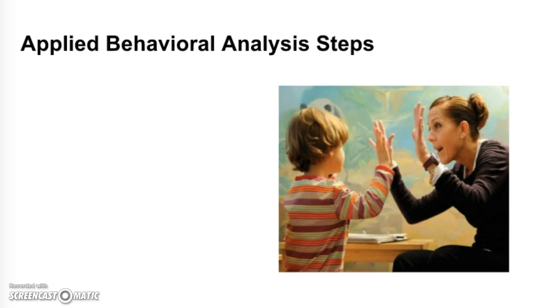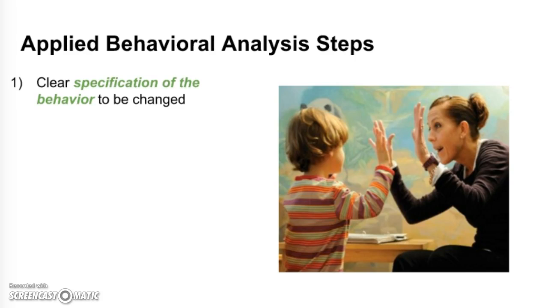In an ideal situation, applied behavioral analysis goes through several steps. First, you want to identify the behavior that you would like to change. What exactly is the student doing that is undesirable? Second, you want to measure that behavior. Take note of when the behavior occurs and what happens before or after that behavior is exhibited.